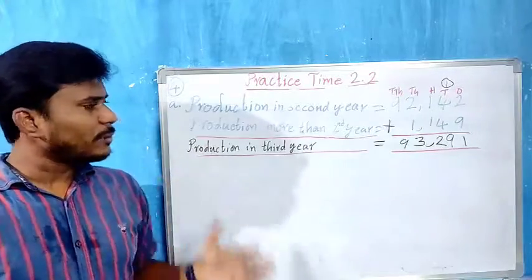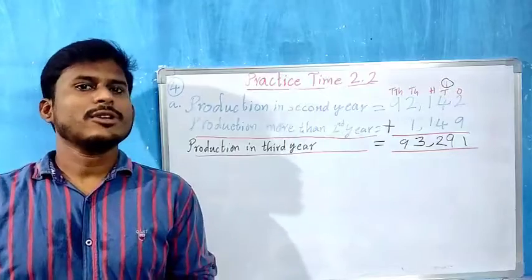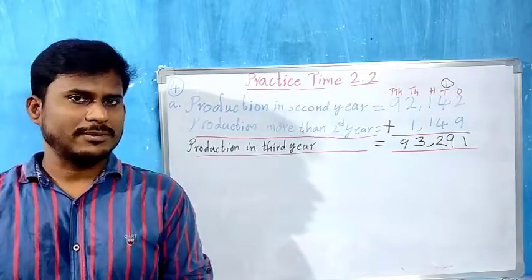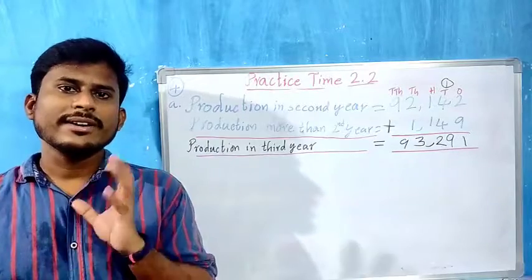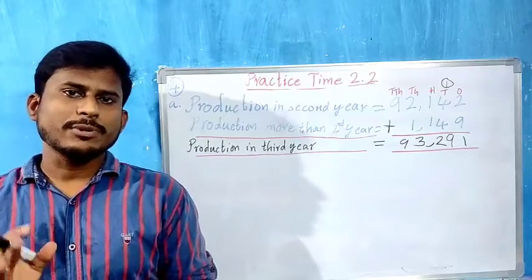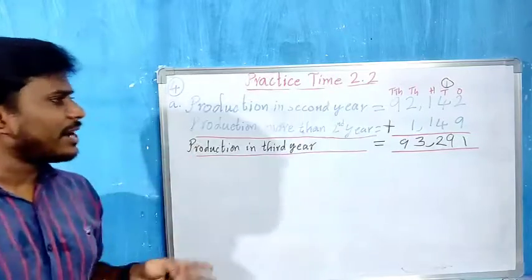So now what we have to do, children? To find out the total production in the 3 years, we have to add the production of year 1, production of year 2, and production of year 3. When we add all the 3 productions of these air conditioners, we will get the total ACs production, means total air conditioners produced in the 3 years, children. So let us add here.